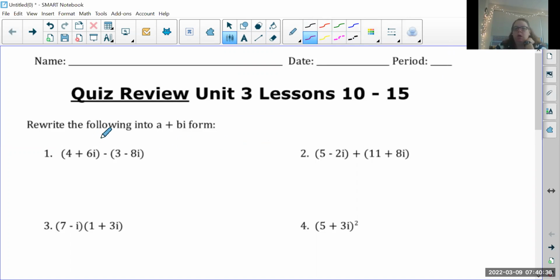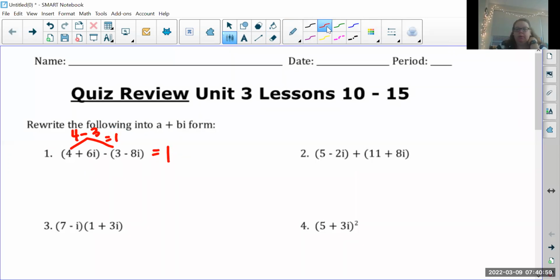So 1 and 2 are when we're adding and subtracting complex numbers. Whenever it has addition or subtraction in the middle, you can only combine like terms. So the reals with the reals and the imaginaries with the imaginaries. The real in this one is 4 and 3. So this will be 4 minus 3 because that's what we're doing here. And then that would give you 1.